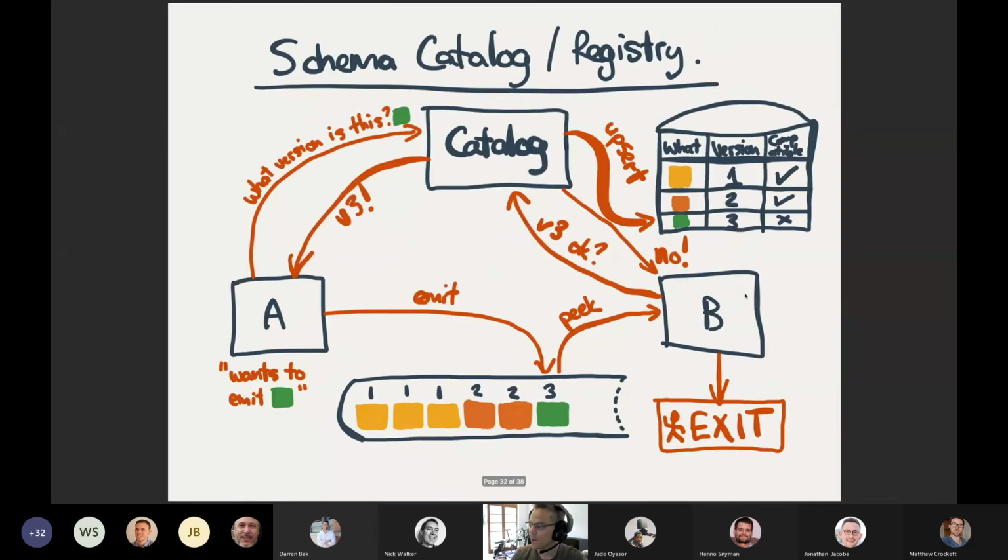Yeah. So that's one solution to that fundamental problem, and we'll definitely see this in Kafka. Kafka does this tremendously well.